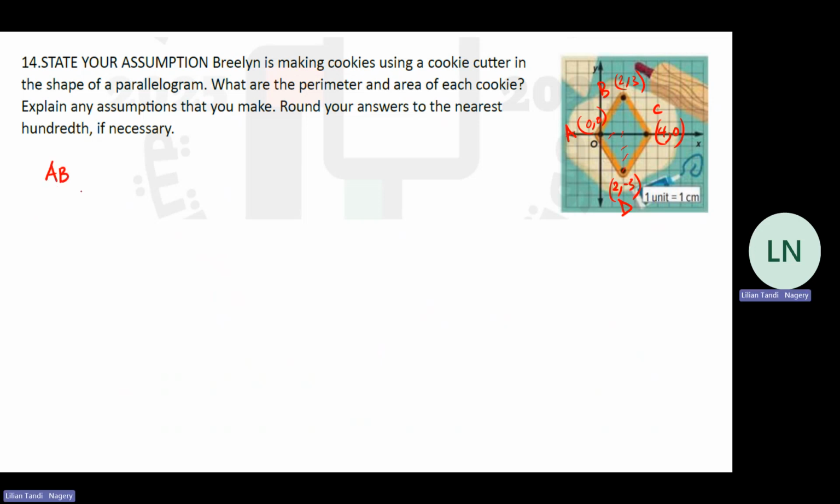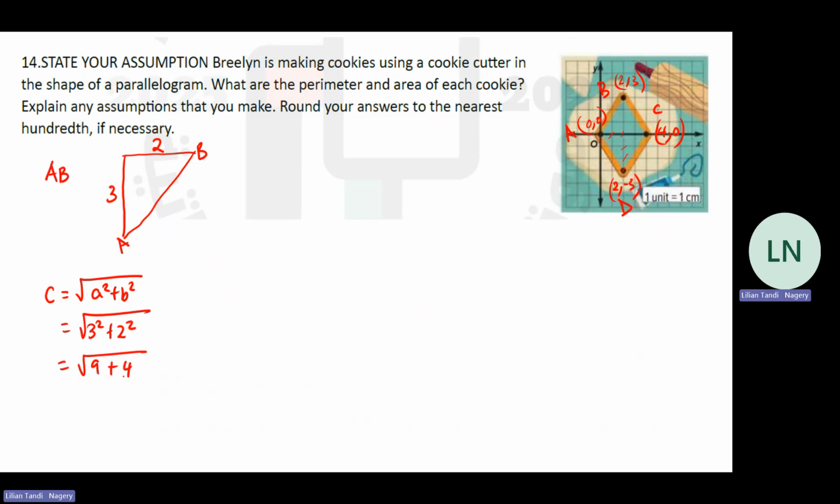I can use distance formula or I can use Pythagorean theorem. Okay, so this is A and this is B. Okay, to go from here to here is how many boxes? 3 boxes. 1, 2, 3. So this is 3 and this is 2 boxes here. You see that? 2 boxes. So to find this, I use Pythagorean theorem. C squared equals A squared plus B squared. 3 squared plus 2 squared.